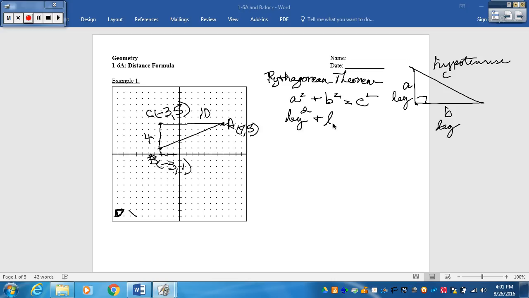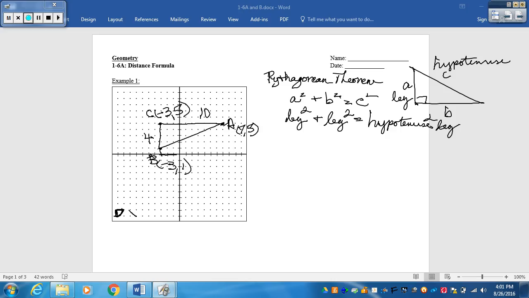So one thing I'd almost encourage you guys to start to do when we talk about this is to think of the Pythagorean theorem instead of a squared plus b squared equals c squared, what's a, b, and c, is actually to describe it as leg squared. Sorry, trying to write and think at the same time. Leg squared plus leg squared equals hypotenuse squared.